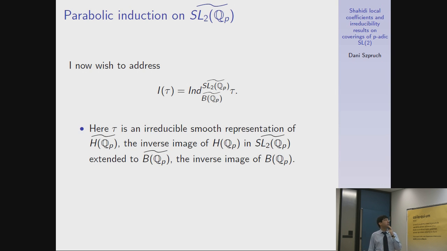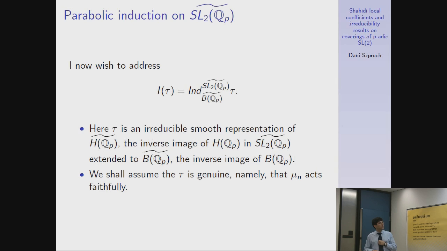Here tau is an irreducible smooth representation of H theta, which is the inverse image of H(Q_p) in SL2(Q_p), extended to the inverse image of the upper triangular inside the... Okay? Of course, I don't want anything that's coming by inflation from the linear group, so I'm assuming that the mu and the center act faithfully. There is every chance in the world that the inverse image of the torus of the diagonal is not going to be commutative anymore. So we are talking about representations rather than characters. Although we understand this group, this is not an abelian group, but it's a two-step nilpotent group. So its representation theory is not too hard.